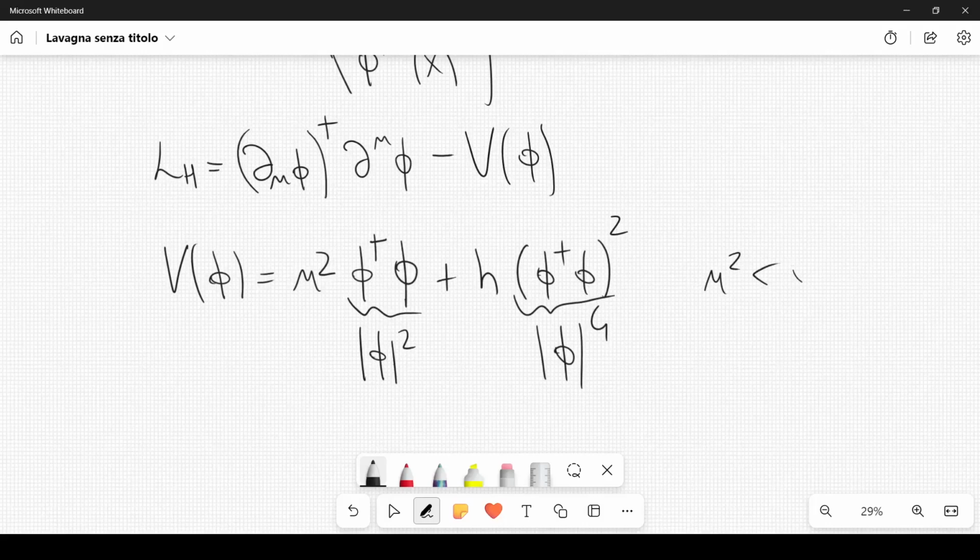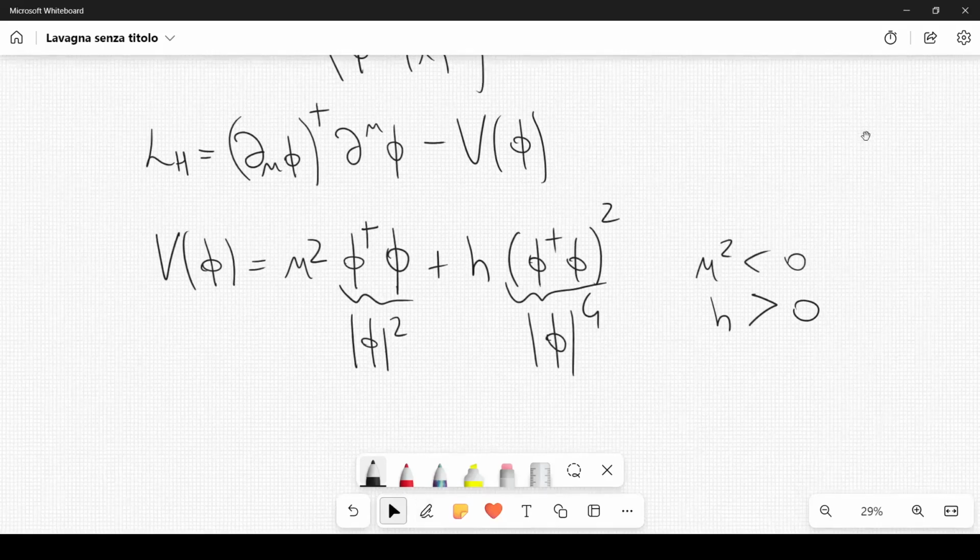μ² is less than 0, and therefore μ is an imaginary number. If μ² is less than 0, it means that μ is equal to a real constant c times the imaginary unit i, in order for it to give a negative result when we square it. But we take this into account, and we also set h greater than 0.